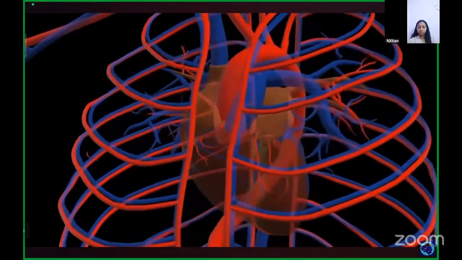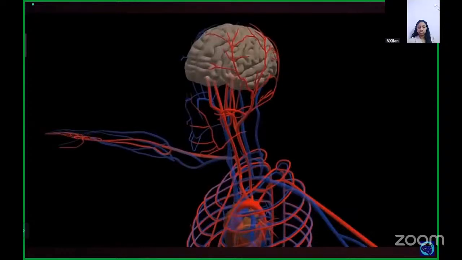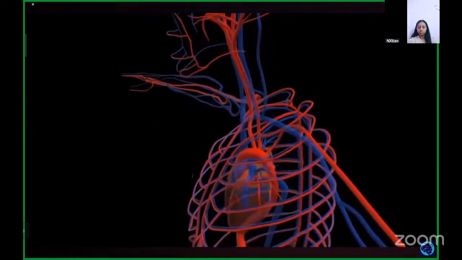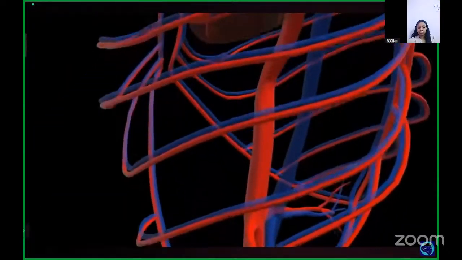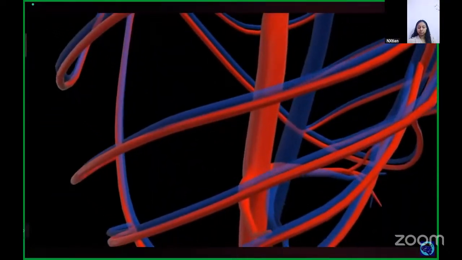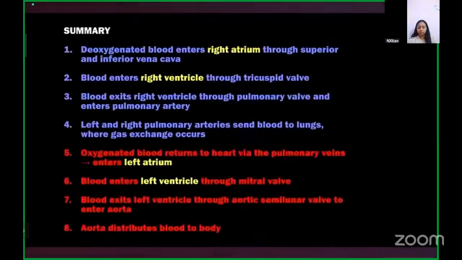The aortic arch has three major branches, which supply the head and arms with blood. Then the aorta curls downward behind the heart, forming the descending aorta, which descends through the chest and continues down through the abdomen. In the abdomen, the descending aorta splits to supply the pelvis and legs with blood.